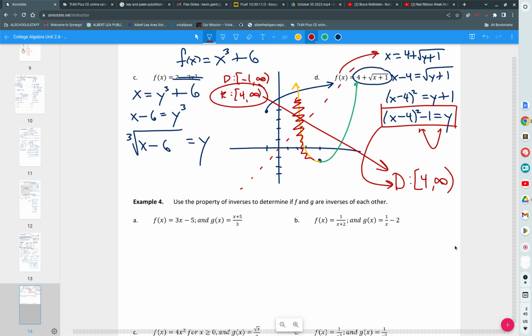So this is your answer, because a parabola is not one-to-one, does not pass the horizontal line test, so it cannot have an inverse. So you have to cut it in half so it is one-to-one. There you have that.